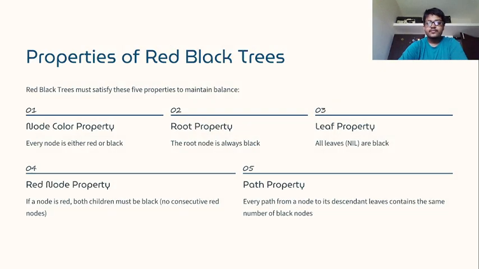Properties of red-black tree. There are mainly 5 important properties of a red-black tree. First, every node must be either red or black. Second, the root node is always black. Third, all the leaf nodes are black. Fourth, if a node is red, then both of its children must be black. This means we cannot have two red nodes next to each other. Finally, every path from a node to its leaf nodes must contain the same number of black nodes. These rules help the tree stay balanced.